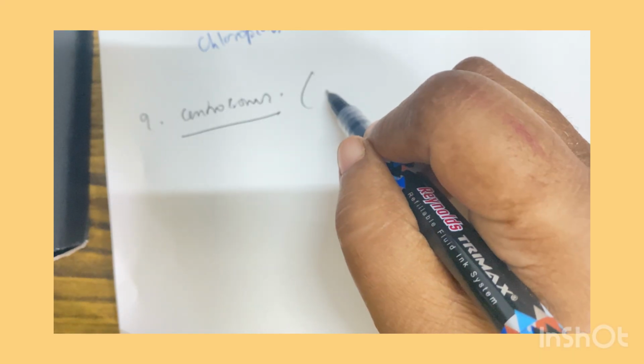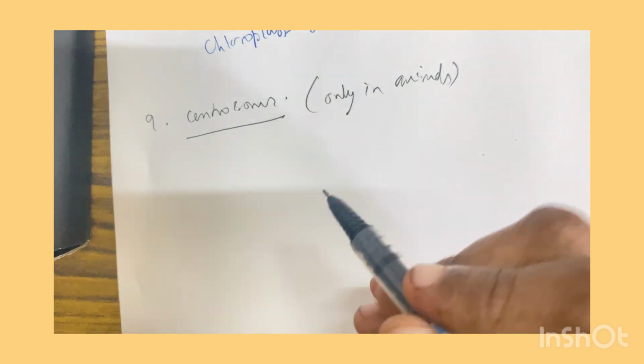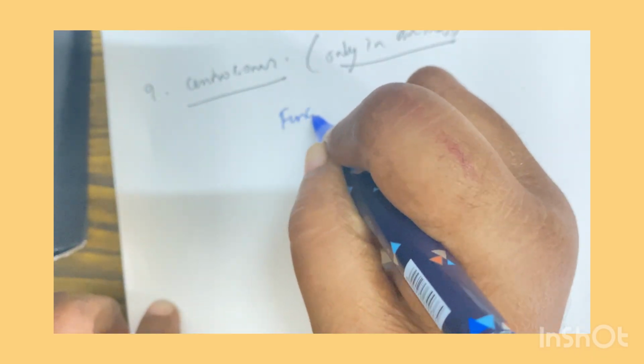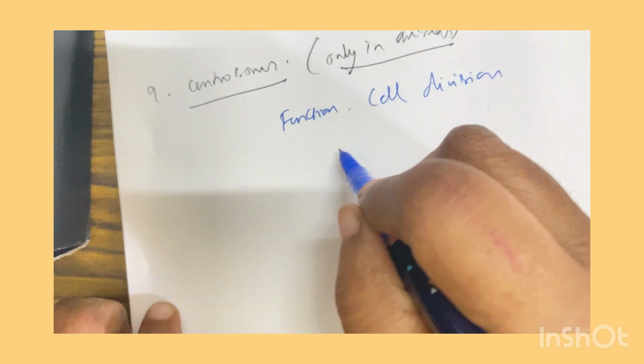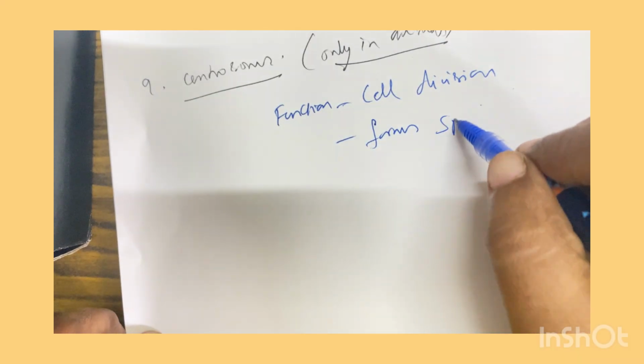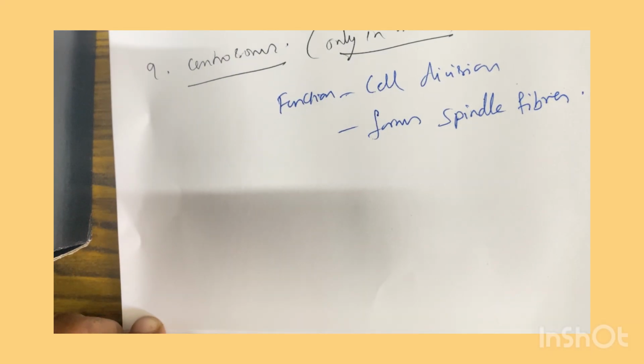Eight organelles are over, right? So the ninth organelle is centrosomes. Centrosomes are present only in animals. Plastids are present only in plants, centrosomes only in animals. Its main function is cell division, and it forms spindle fibers. So these are its main functions.